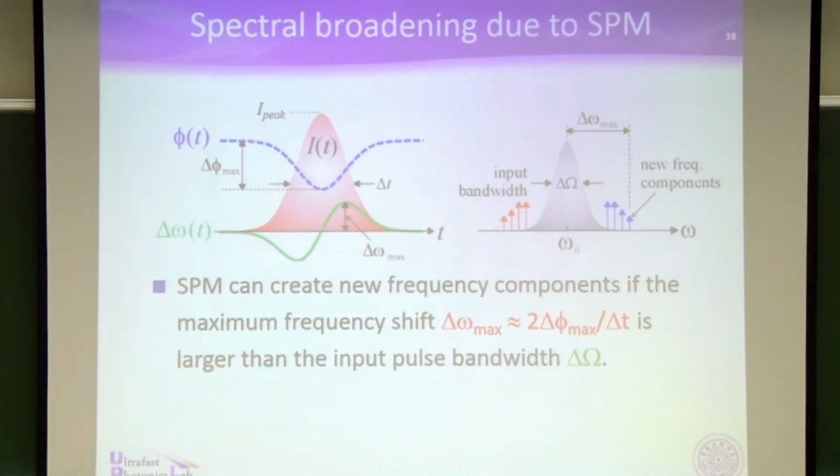And the number is designated by delta omega max. Okay? And what is the relation between delta omega max and delta phi max? They are not two independent variables. They are closely related with each other. What is the relation?